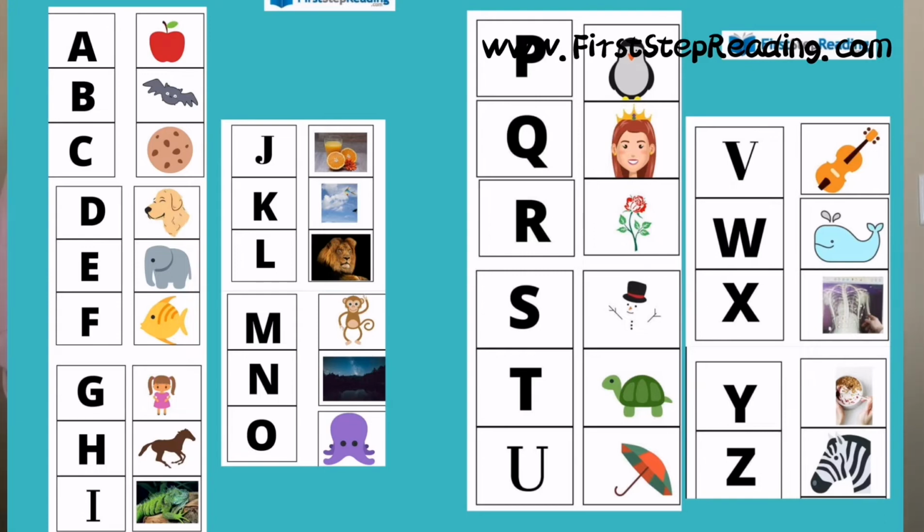The S says, the T says t. The U says, like snowman, turtle, or umbrella. The V says voo. The W says wah. The X says, like violin, whale, and X-ray. The Y says yeah.